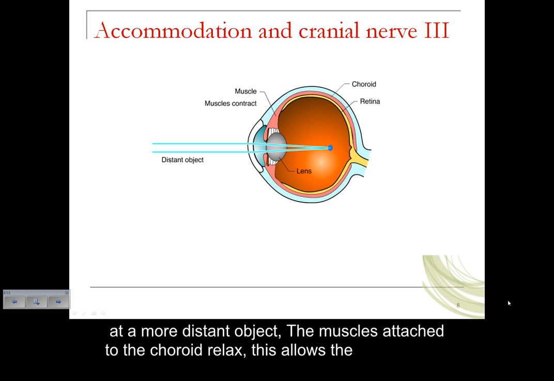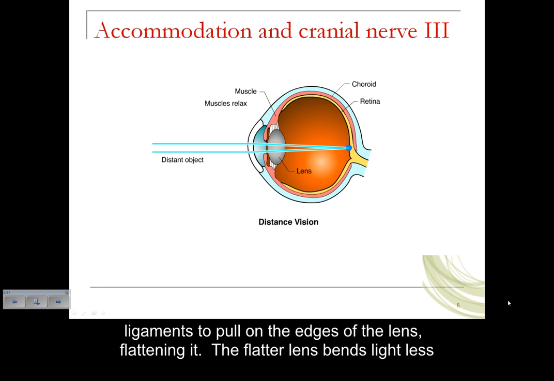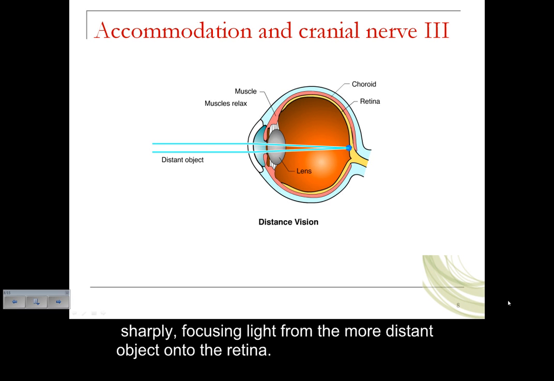When you look at a more distant object, the muscles attached to the choroid relax. This allows the ligaments to pull on the edges of the lens, flattening it. The flatter lens bends light less sharply, focusing light from the more distant object onto the retina.